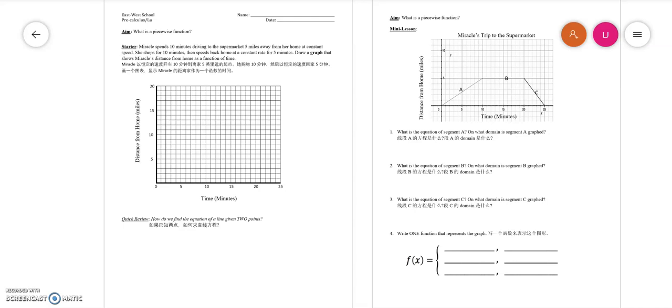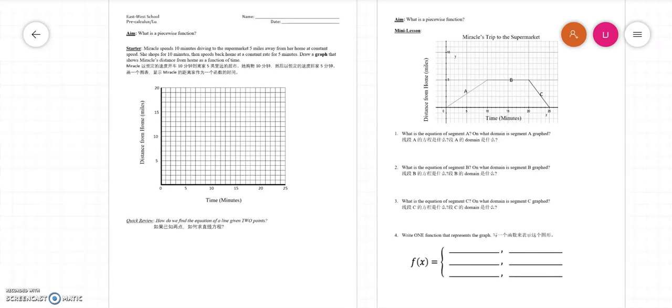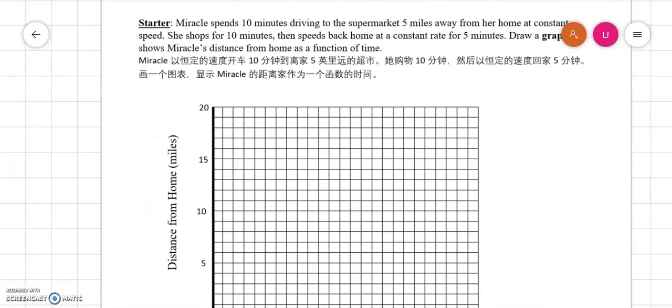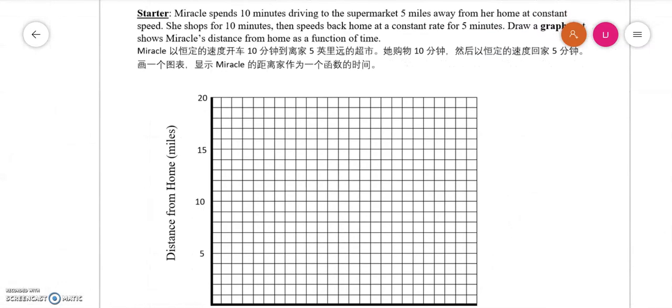Hi Precalc. So today we are finally going to start the meat of this unit. We're going to start looking at piecewise functions. All right, so let's look at these starting questions.